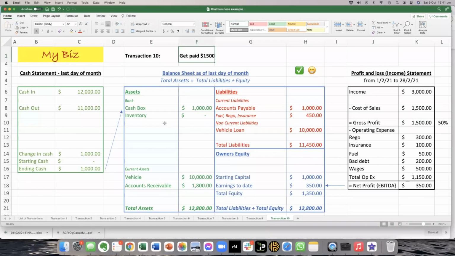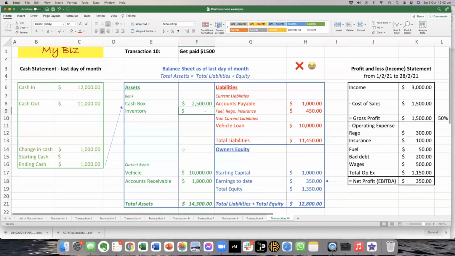Transaction 10. This one and 2 other ones to go in our little exercise. So today we got paid $1,500. Woohoo! We've been sweating on this money coming in. We're getting a bit low. How does it look when it hits our bank account? So first of all, it goes into our cash box or our money box or our bank account, whatever it is, where the dollars are. So 1,500 plus 1,000 means we are now up to 2,500. Obviously, we go out of balance here.